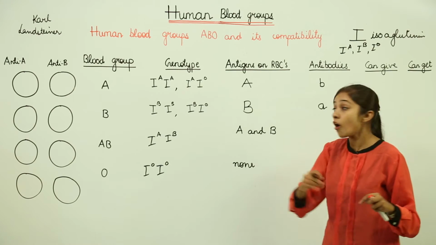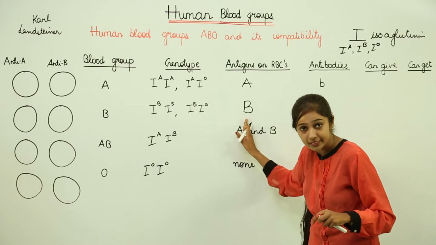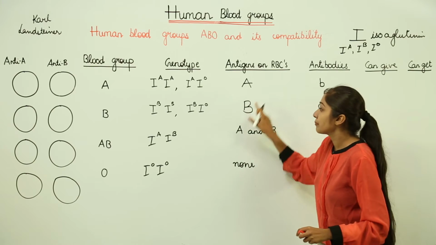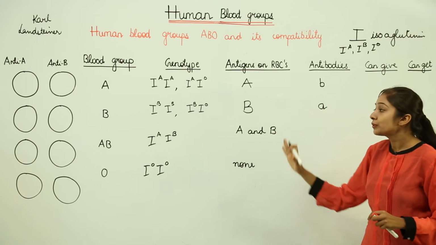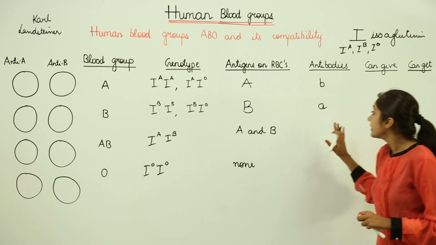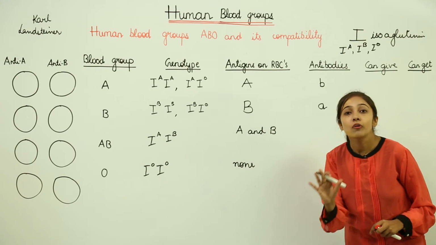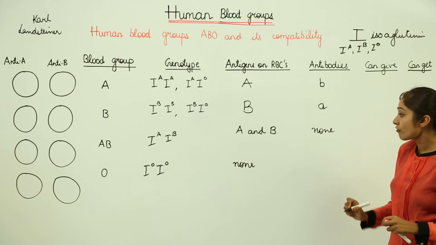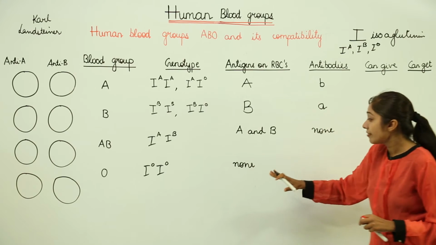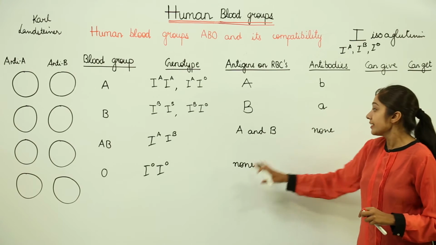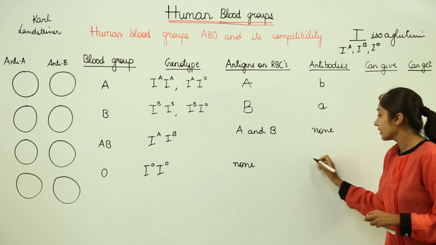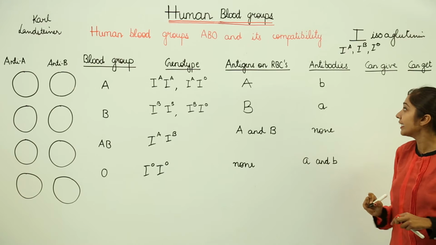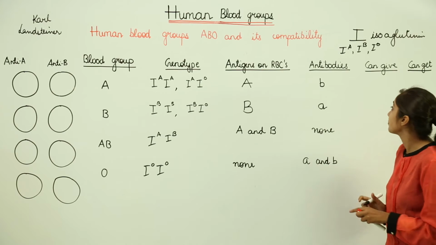The antibody produced will be opposite to that of this antigen. Remember this, and write the antibodies in lowercase letters and the antigens in uppercase letters. Then if we talk about blood group AB, there will be no antibodies, so antibodies here are none. But in case of blood group O, we don't have any antigens, but definitely we have antibodies, that is both A and B, right?